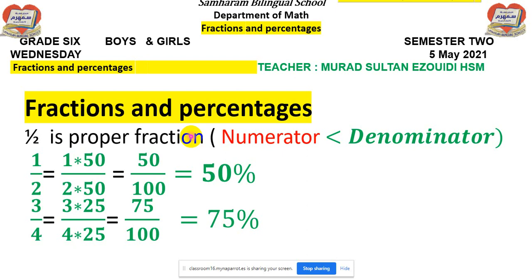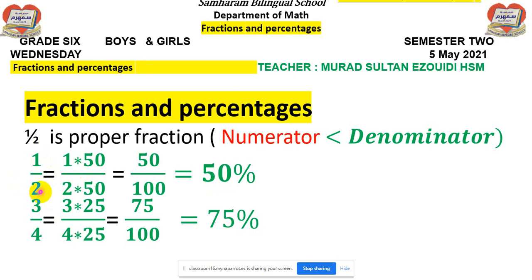Here for example, 1 over 2. How can you write 1 over 2 as a percentage? How can you do it? 1 over 2, my daughter. How can you write it as a percentage? Yes, Essie.